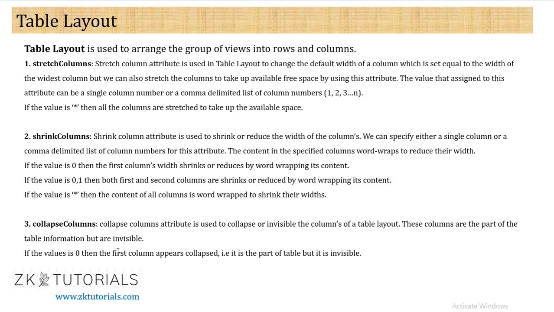And the collapse columns attribute is used to collapse or make invisible the columns of the table layout. These columns are part of the table information but are invisible. If the value is 0, then the first column appears collapsed. It is part of the table but is invisible. So stretch columns, shrink columns, and collapse columns. Let's check in Android Studio how it works.